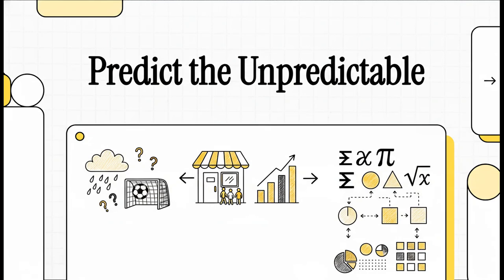All right, let's just jump right in. We are surrounded by randomness literally every single day. Is it going to rain? Is my team going to win? How many people are going to walk through the door today? It all feels, well, completely unpredictable.